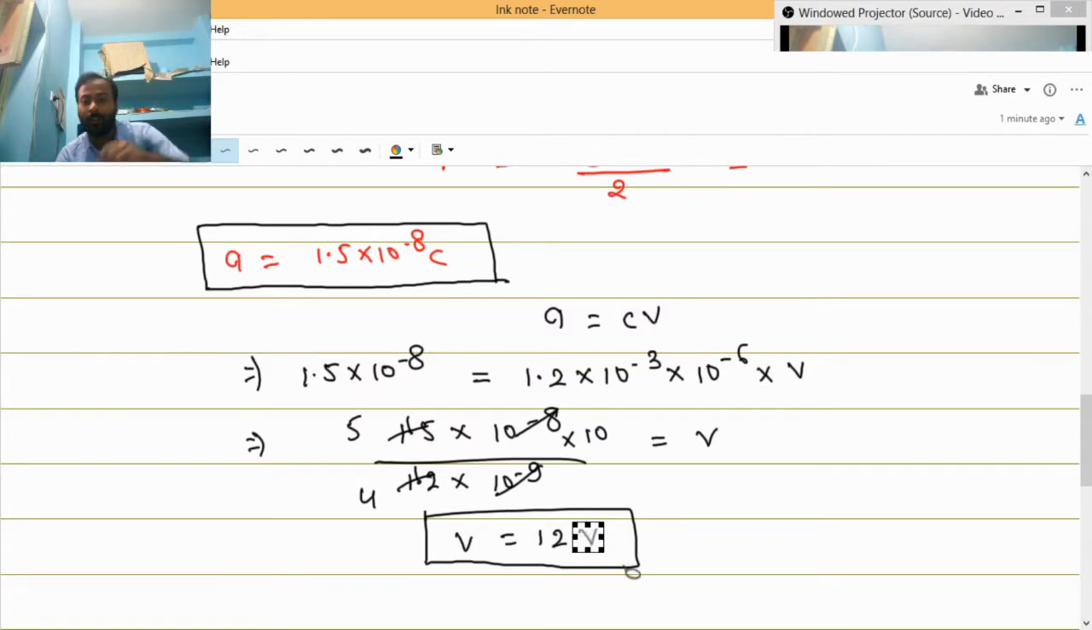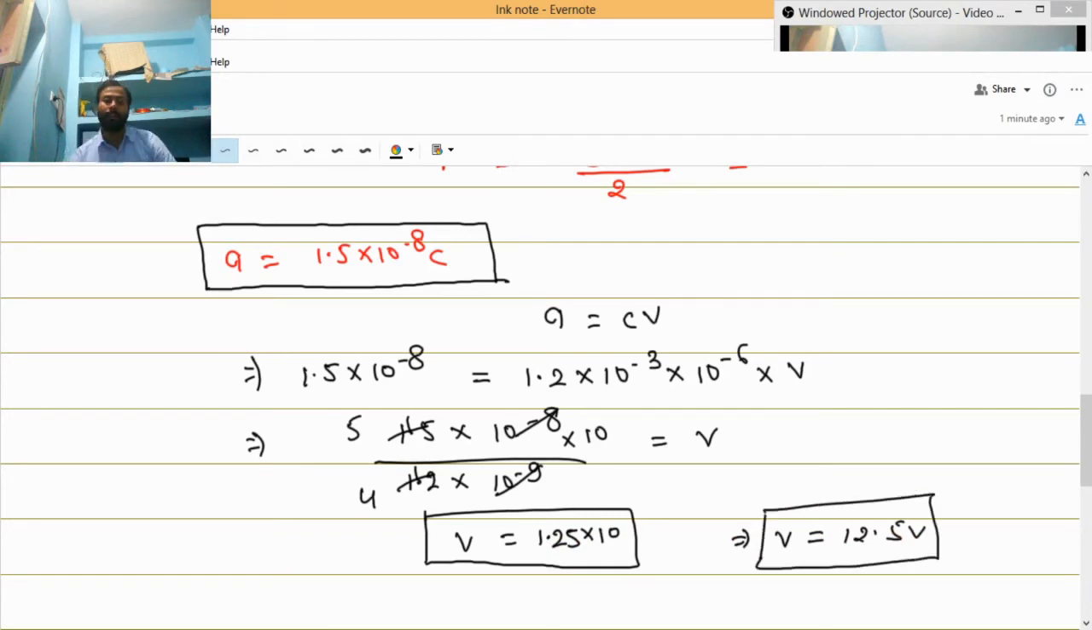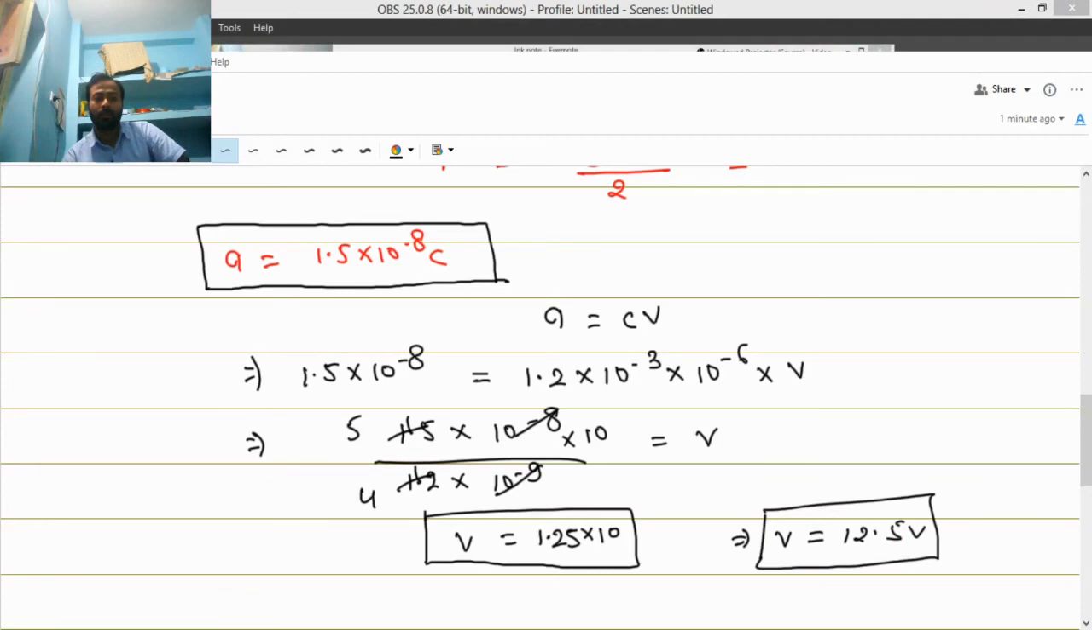In my mind I took the answer only up to 1 decimal value, but this value is going to be 5 by 4, so this value is going to be 1.25 into 10. So the potential difference is going to be 12.5 volt. So this is going to be the answer for the 30th problem.